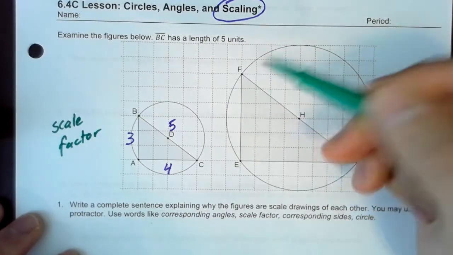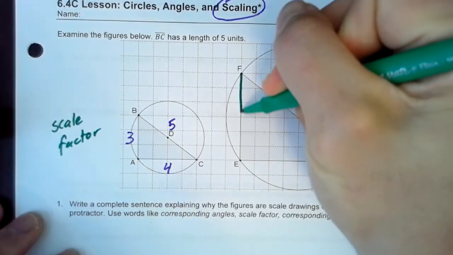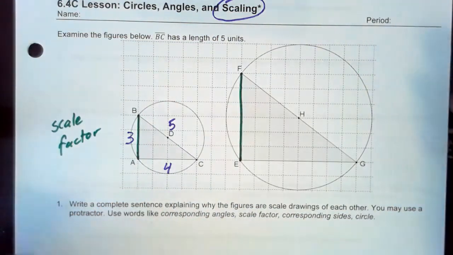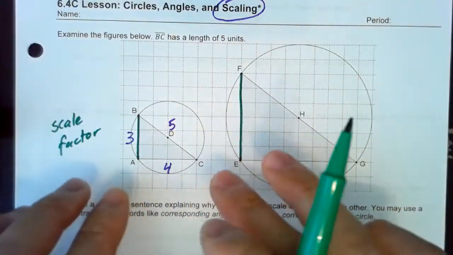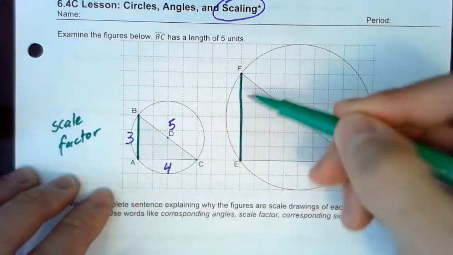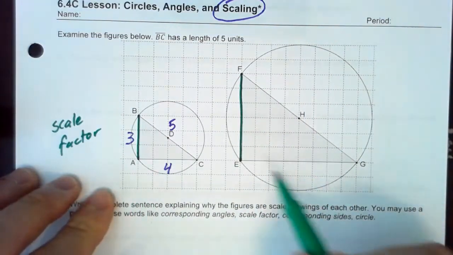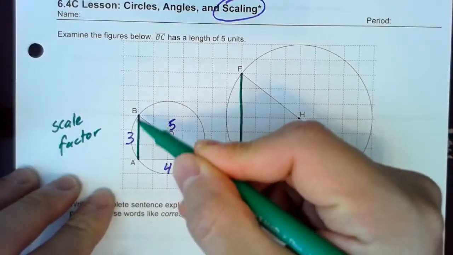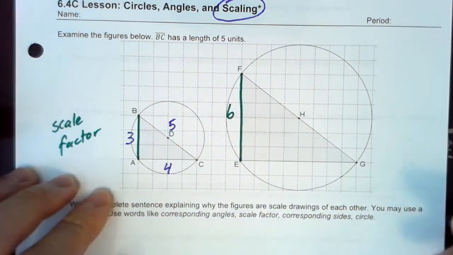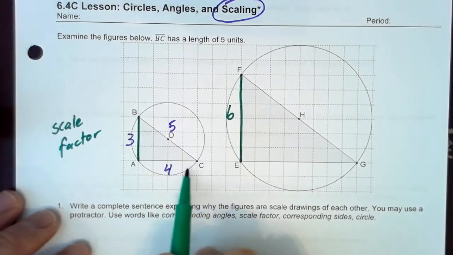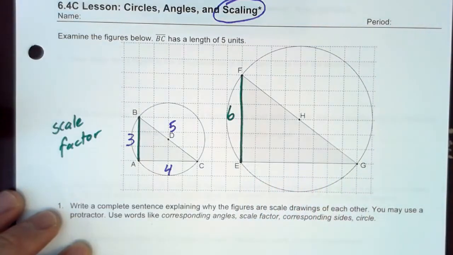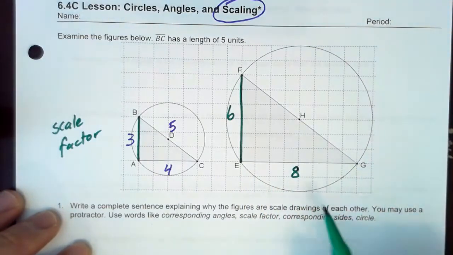So FE, the segment of FE, corresponds with the segment of BA, right? Corresponds just means that they are related to one another. They have the same orientation. Like this is the vertical line of the triangle. This is the horizontal line. And you can see that the segment BA is 3 with the segment FE being 6. The segment AC is 4. What do you think the segment EG should be? Right? So this one is 8.